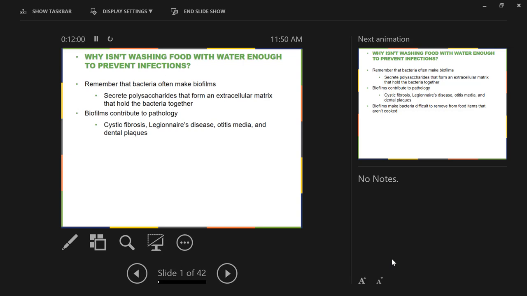Okay. And then the other thing that you need to be aware of, and I mentioned this already, is that biofilms make bacteria difficult to remove from food items. And so there are particular what you would call serotypes, a word that's synonymous with strains. You don't usually hear the word serotype very often. It's S-E-R-O-T-Y-P-E.